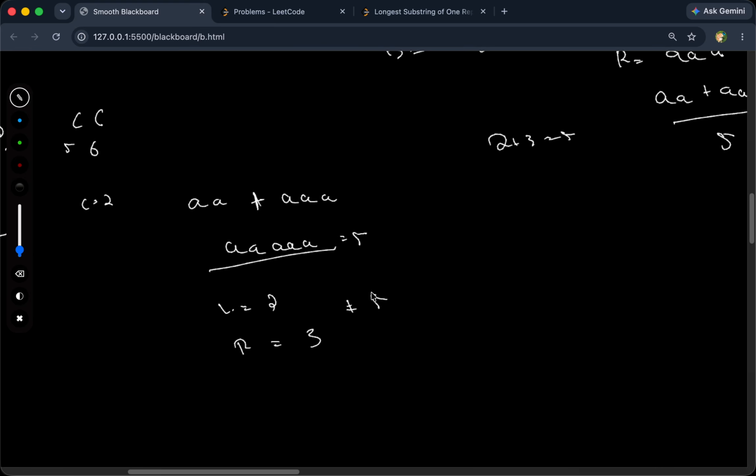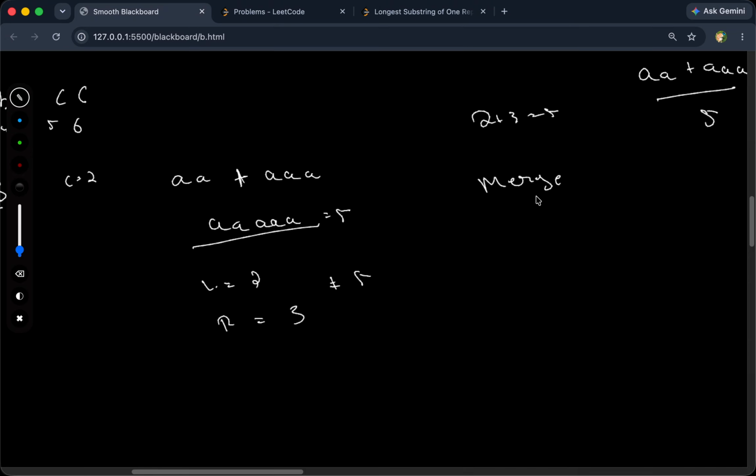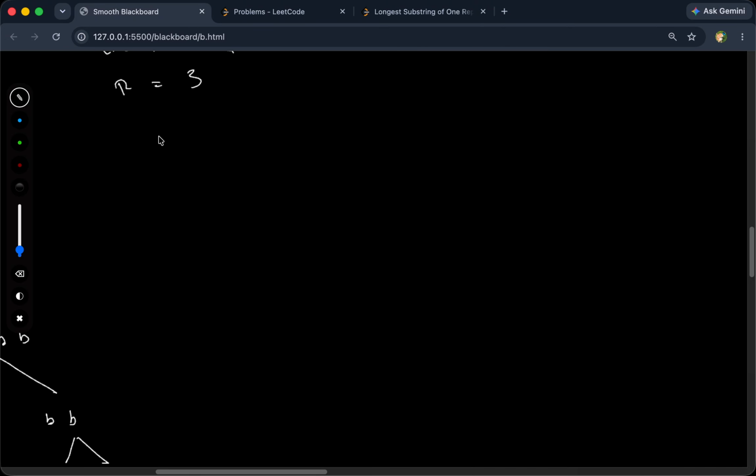Okay, now we have two segments. We need to combine their information and create the information for their parent node. This process is called merge. Suppose left is A and right is B B B. Okay, so the tree, A B B B. Let's divide A B B B.